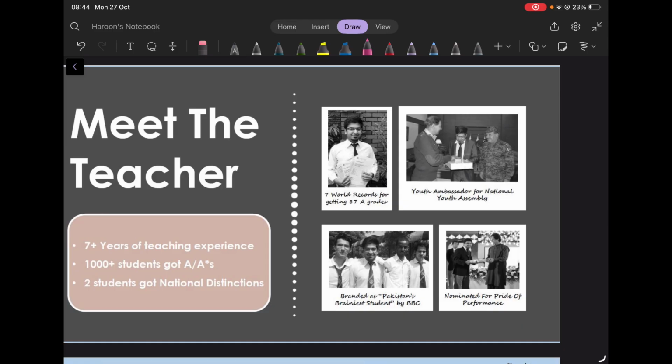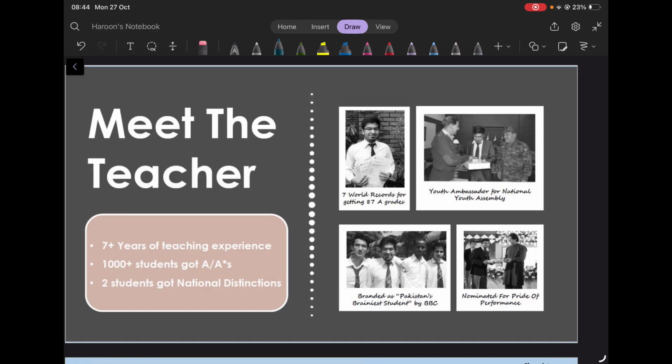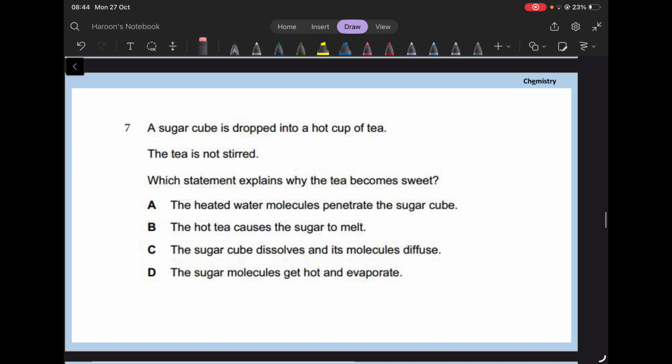So now we'll move on to past paper questions related to diffusion. Now, the first question over here: a sugar cube is dropped into a hot cup of tea. The tea is not stirred. We don't mix it. Which statement explains why the tea becomes sweet? The first one: the heated water molecules penetrate the sugar cube. It becomes sweeter because the sugar must have dissolved first, and then there would have been diffusion taking place, right, as we discussed earlier during the concepts.